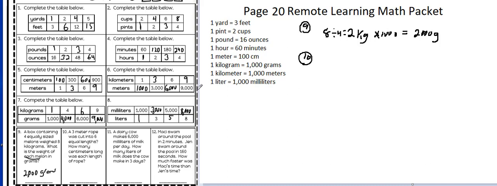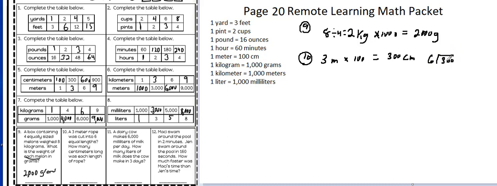This one, I'm going to change it to centimeters first. So 3 meters times 100, because that's how many centimeters are in a meter. So that would give me 300 centimeters. All right. And then the rope, it's 300 centimeters and it's cut into 6 equal pieces. So then I'm going to divide.